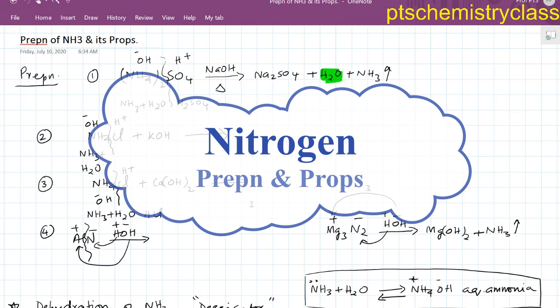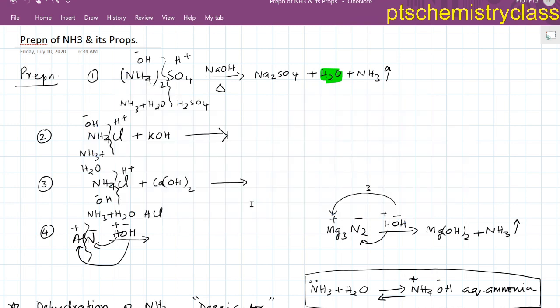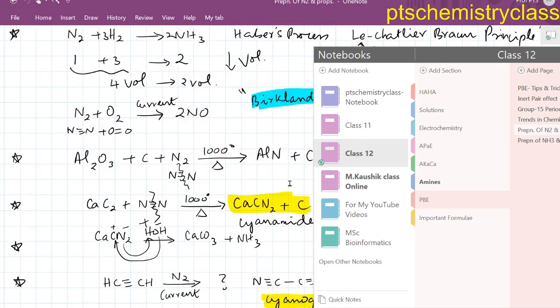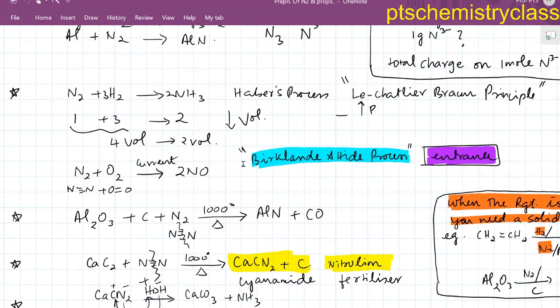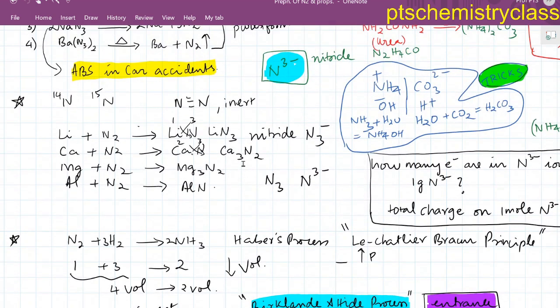So in the video we will see the preparation of ammonia and its properties. Last class we just saw the Haber's process, nitrogen preparation from nitrates and other compounds. And last time we had reactions of nitrogen. We are yet to see the reactions of nitrogen.